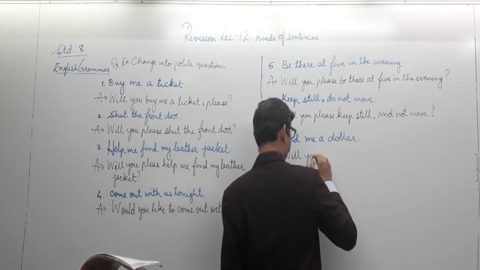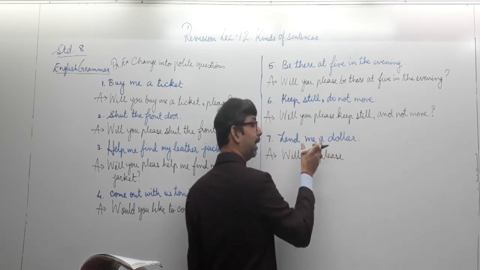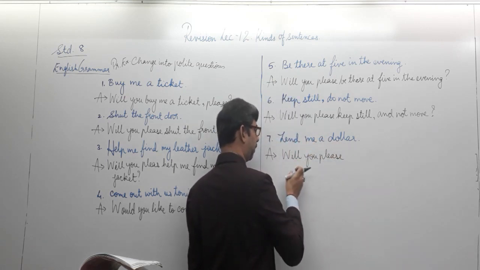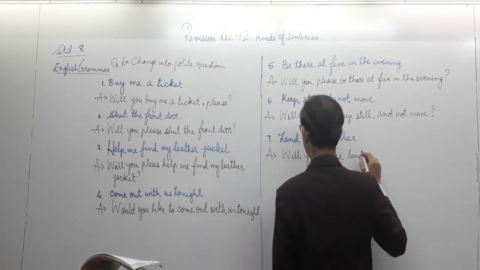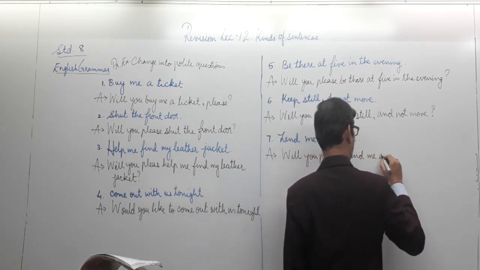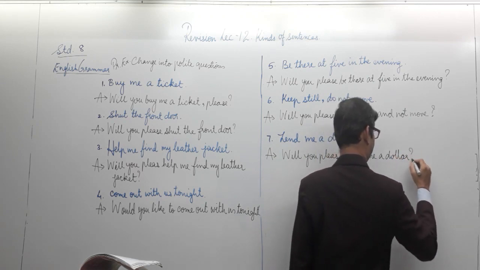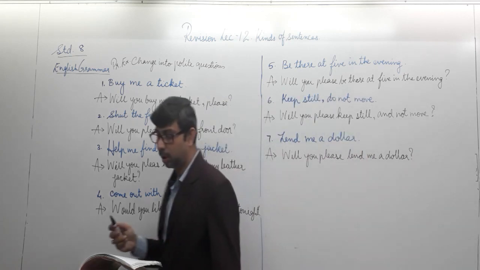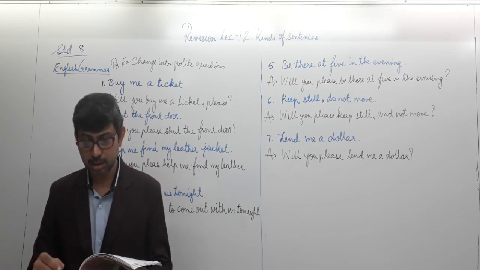Will you please? This is somewhat what you are saying in a direct manner, which can offend a person. Will you please lend me $1? So when you are asking money from someone, you should be a little polite. Well, so these were the 7 sentences.